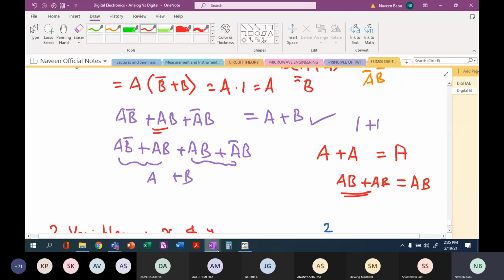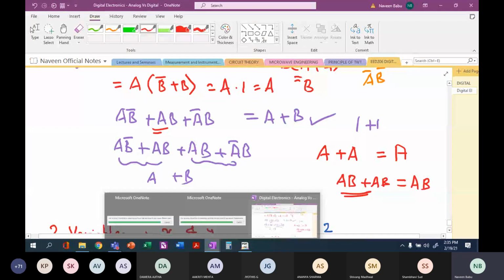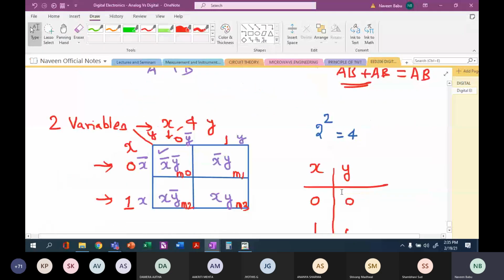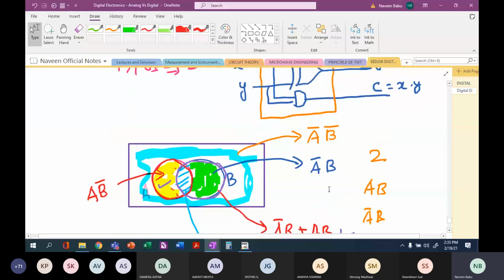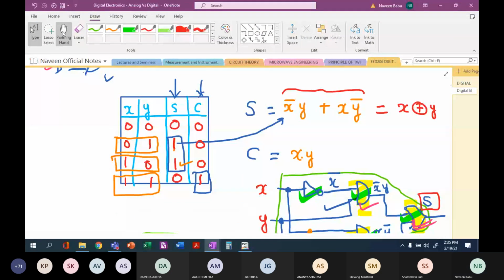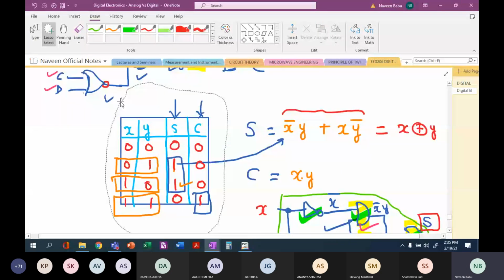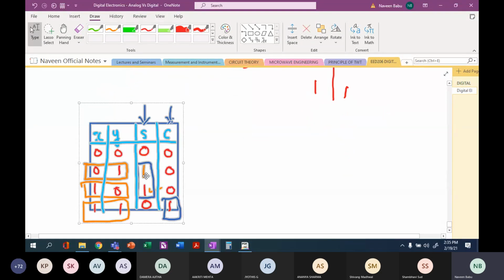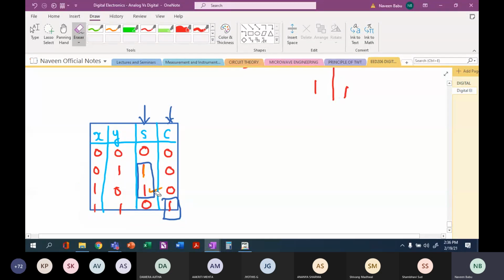All right, now let's take an example of a half adder. You might recall your half adder circuit. This is the truth table we had. Let me copy this. Good, I've copied. Maybe I will erase the unnecessary parts. Yeah, this is the truth table for a half adder, right?